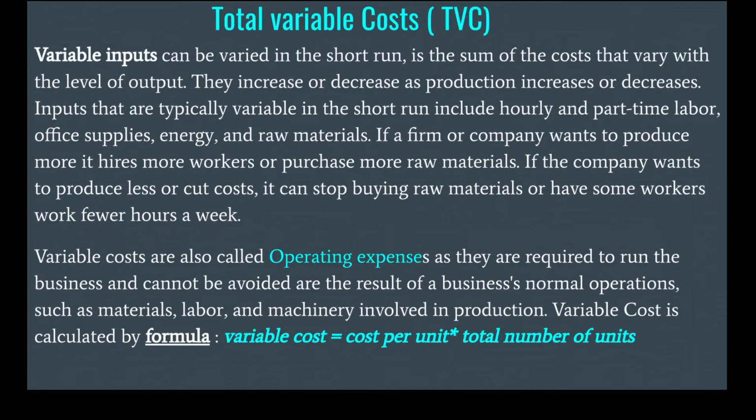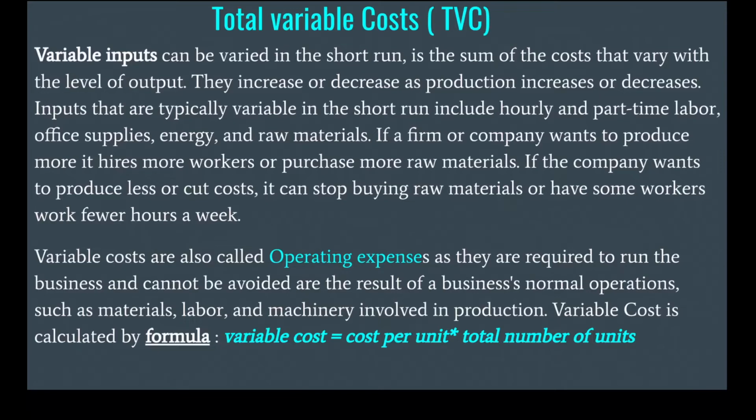Total variable costs. Variable inputs can be varied in the short run, and total variable cost is the sum of costs at varied levels of output. They increase or decrease as production increases or decreases. Inputs that are typically variable in the short run include hourly and part-time labor, office supplies, energy and raw materials. If a firm wants to produce more, it hires more workers or purchases more raw materials. If the company wants to produce less or cut costs, it can stop buying raw materials or have some workers work fewer hours a week.